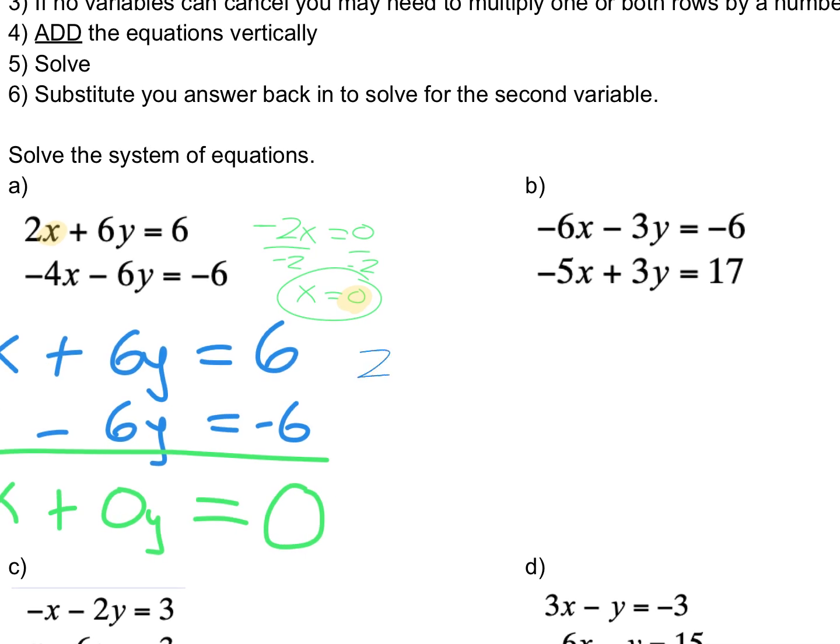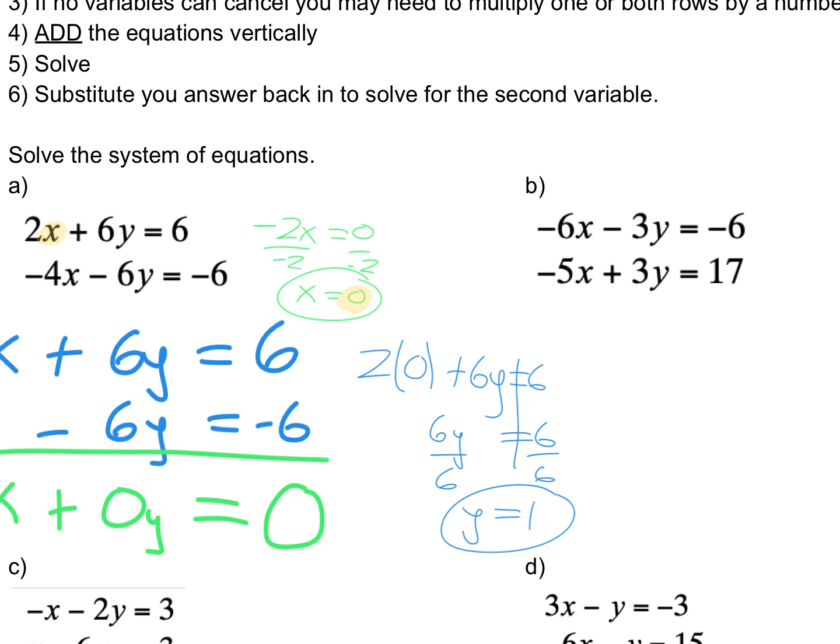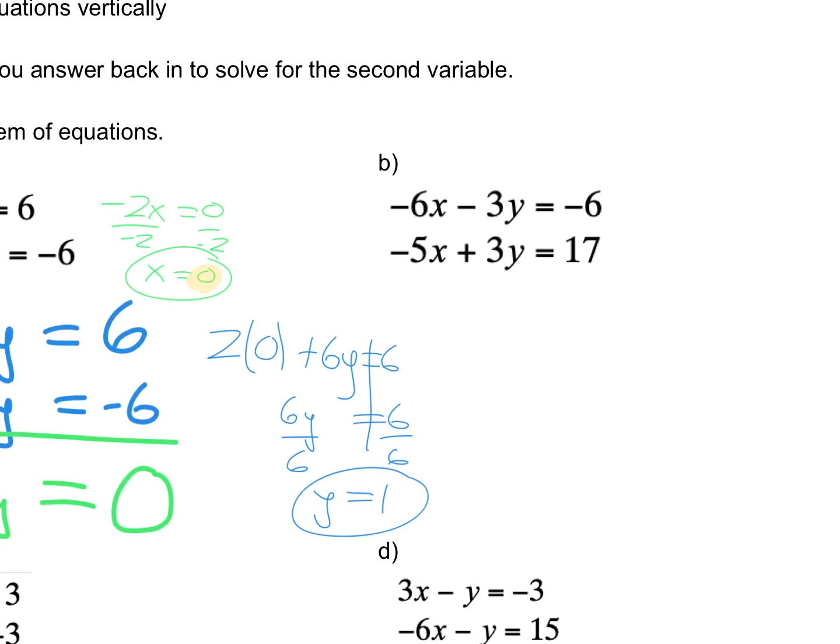So I have 2x plus, oops, I just did not do the step I said I was going to. Instead of 2x, it would be 2 times 0 plus 6y equals 6. 2 times 0 is just 0, so I am left with 6y equals 6. We'll divide by 6 on both sides and get y equals 1. So final answer, we have x equals 0 and y equals 1. Okay, so that's that elimination method. Let's try that with another example here.